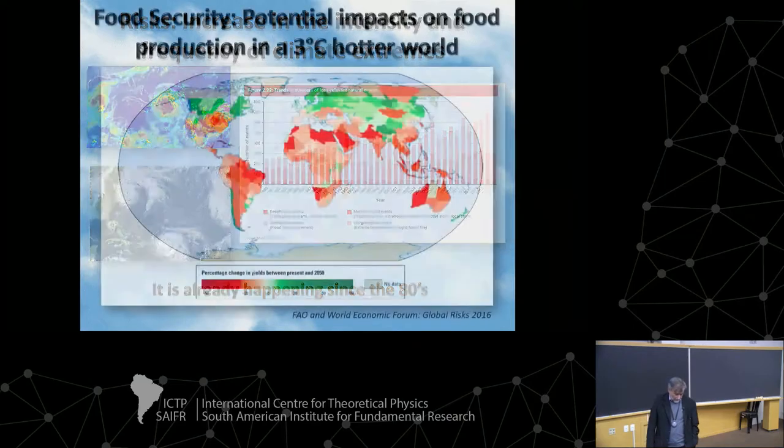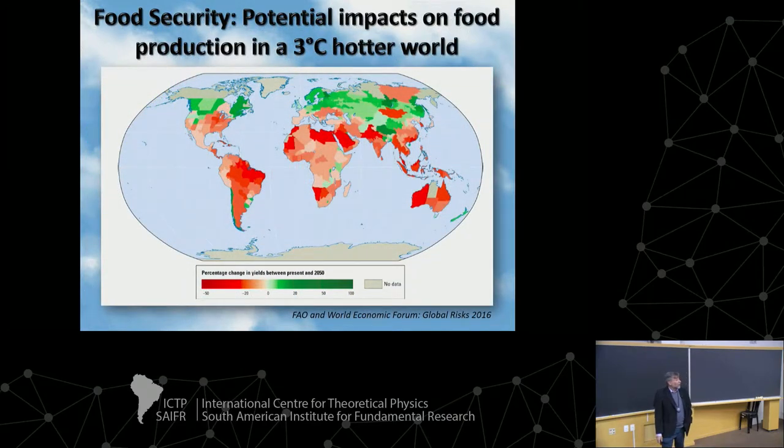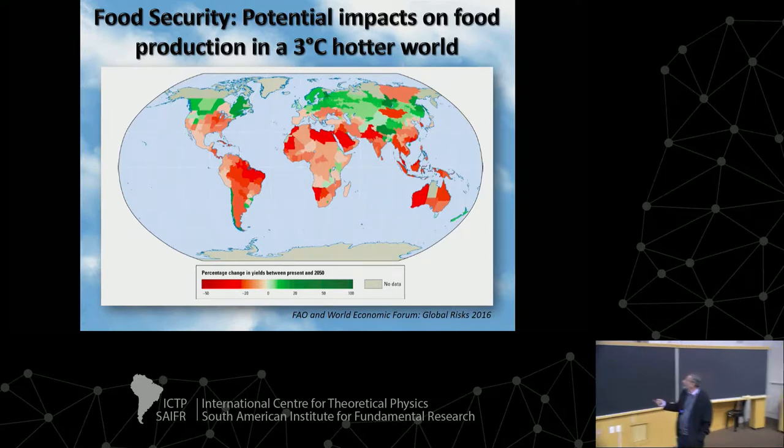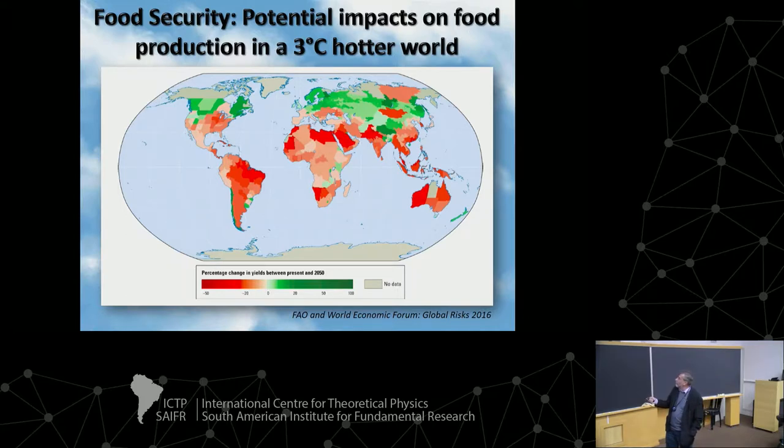And then another important issue that we have is our capacity to produce food for 10 billion people in 2050. This is from the World Economic Forum and the Food and Agriculture Organization. You see the percentage changes in yields of food production. Look at the map for Brazil and for Africa. So a loss of food production of 30%, 40%. This is very problematic because this is where radiation hits the planet, but the temperature can be so high that it will be very difficult to sustain the food production system.